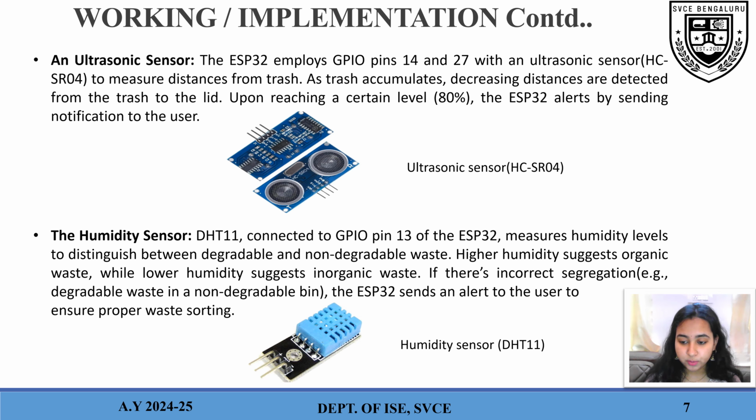And then we have used a humidity sensor, connected to pin 13 of the ESP32, which measures the humidity level to distinguish between degradable and non-degradable waste, that is, wet waste and dry waste. Higher humidity suggests organic waste, while lower humidity suggests inorganic waste. If there's incorrect segregation, that is, degradable waste is put into the non-degradable bin or vice versa, then the ESP32 sends an alert to the user to ensure proper waste sorting.